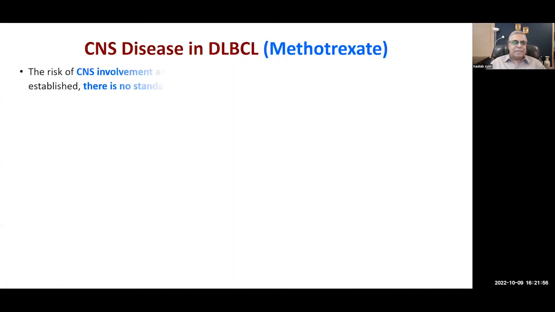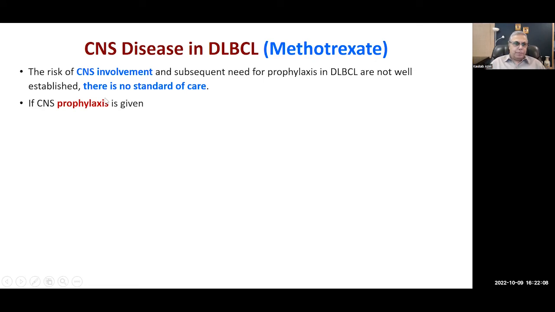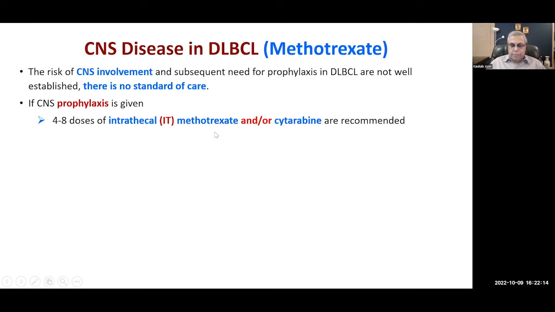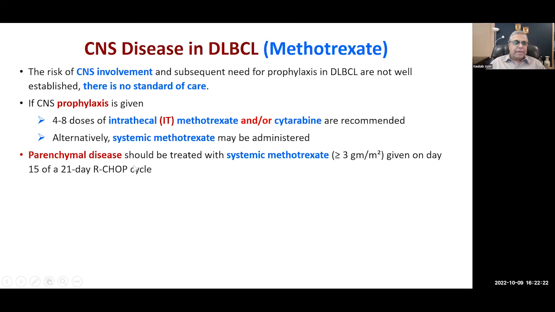Now, CNS disease is difficult to treat. CNS involvement and subsequent need for prophylaxis in DLBCL, there is no standard of care. In prophylaxis, 4 doses of intrathecal methotrexate or cytarabine are recommended. You can give systemic methotrexate as well. Parenchymal disease should be treated with systemic methotrexate 3 gram per meter square on day 15 and 21 of the R-CHOP cycle, right? The C is for cyclophosphamide. Growth factor support is necessary.